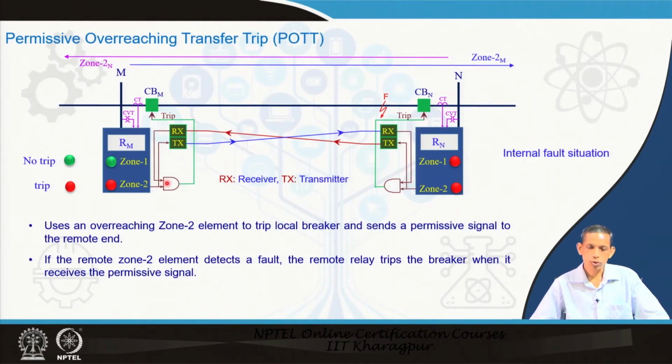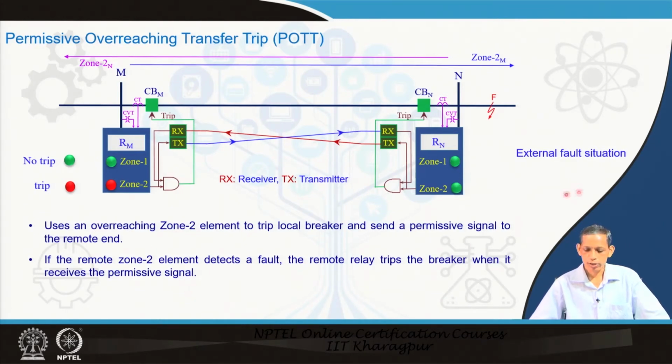So, both the zone 2s of the relays on both sides, and this AND operation will make the corresponding breaker open. So, that is the permissive overreach transfer trip scheme. In this case, for an internal fault, the zone 2 element has the AND operation from the remote end, and it also receives signals from the remote zone 2, agree? That is what the overreaching transfer trip scheme is, not the underreaching.